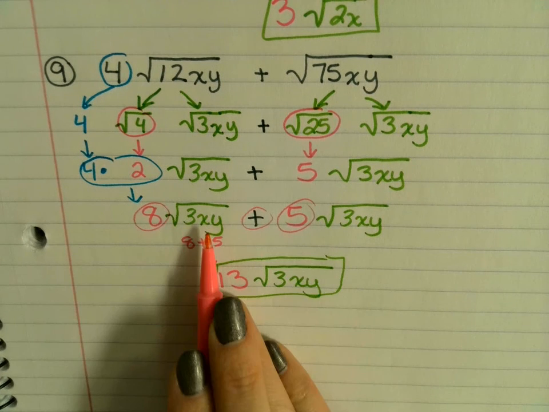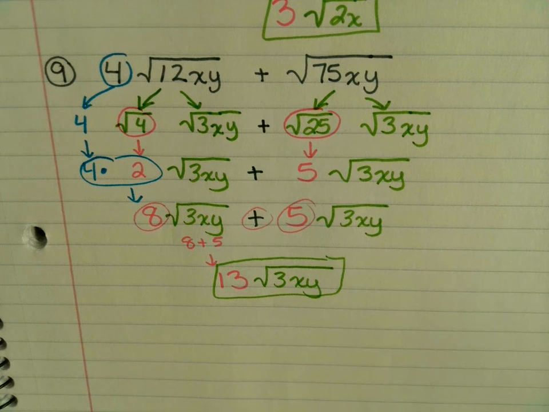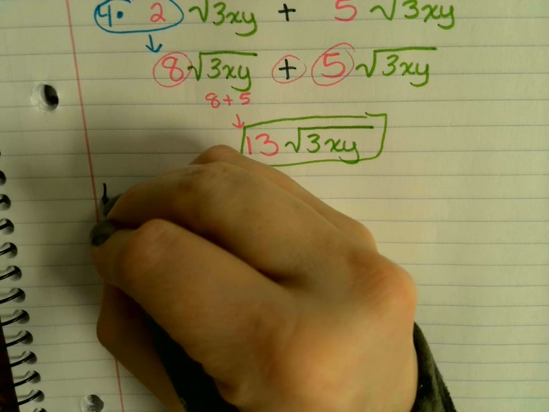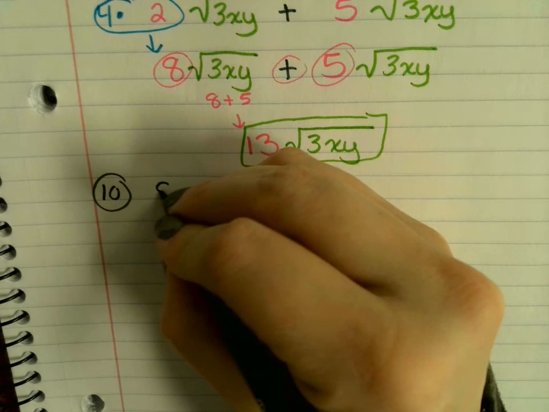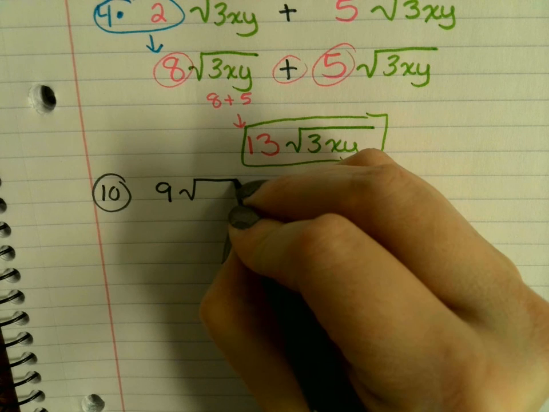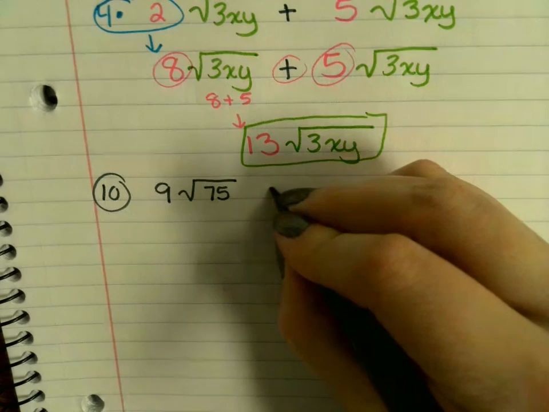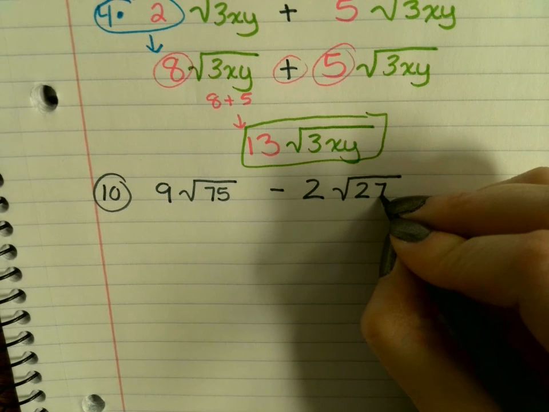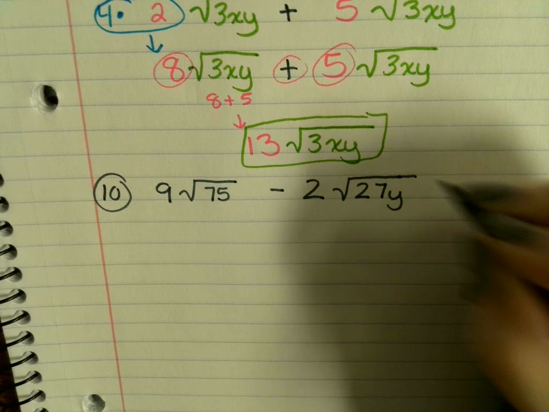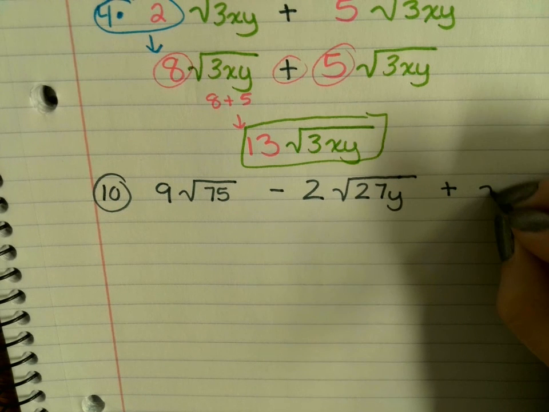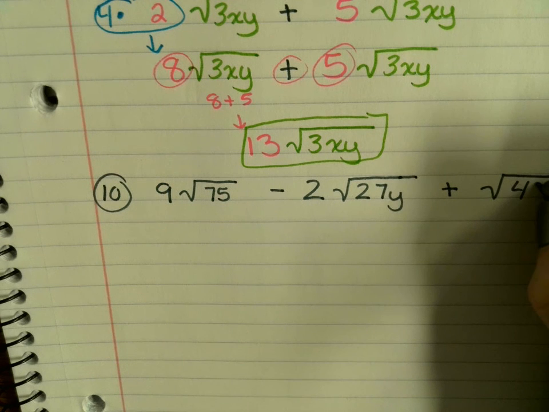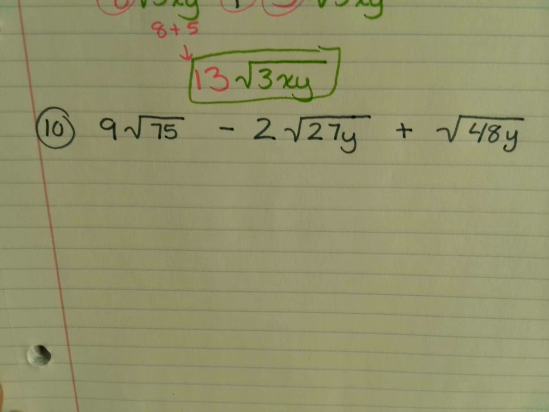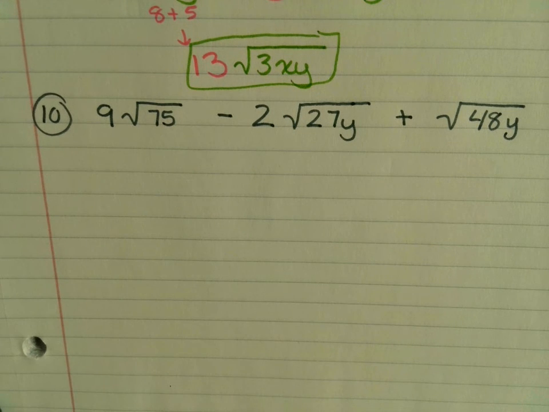Let's try another one. Just last problem. Last practice problem. We have 9 square root of 75 minus 2 square root of 27y plus the square root of 48y. Okay, try that one on your own. That's the last one that we're going to do for today.